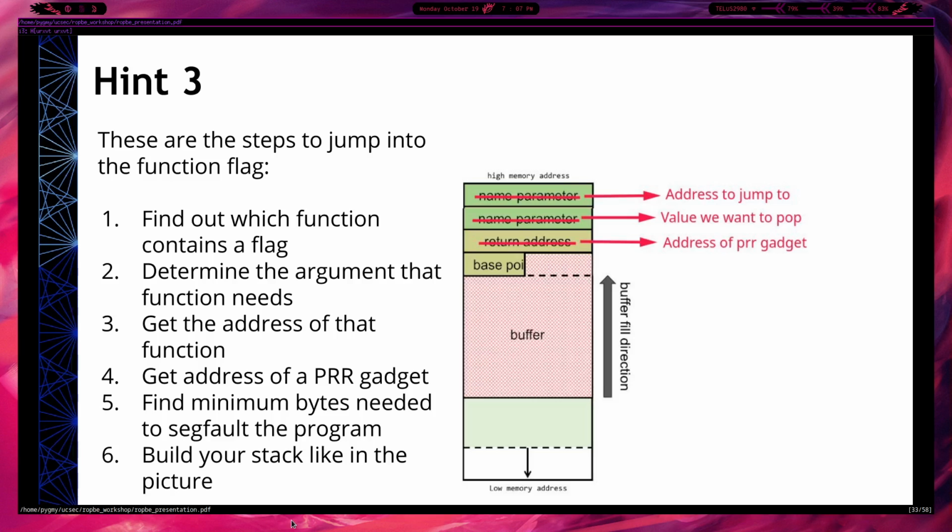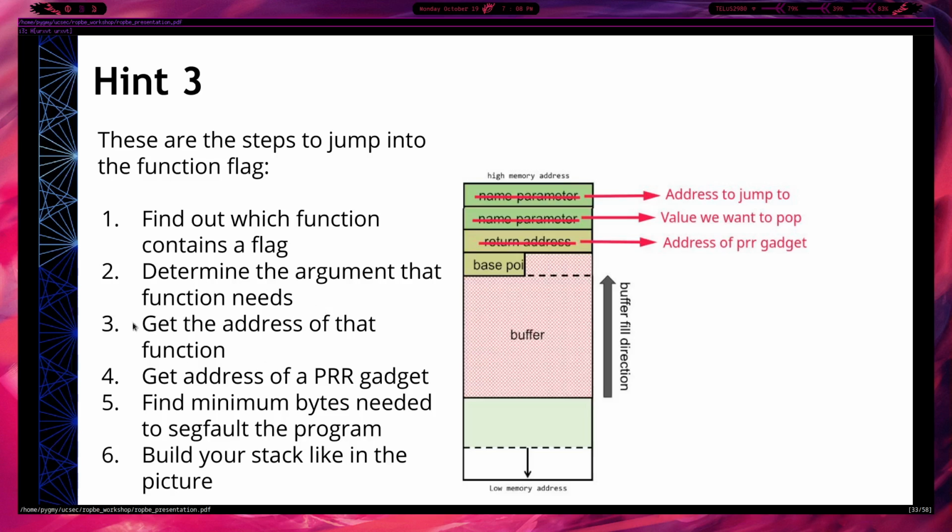Alright, let's try going into the solution. So, this is the high level solution. These are basically the steps you want to go through to get the flag. First, you want to find out which function contains a flag. You can do this with a decompiler like objdump, radare, or Ghidra, something like that. Then you want to determine the argument that the function needs, which you can also do through a decompiler.